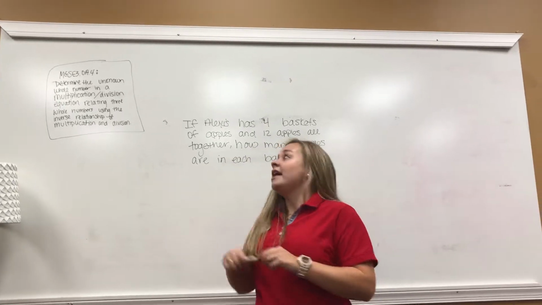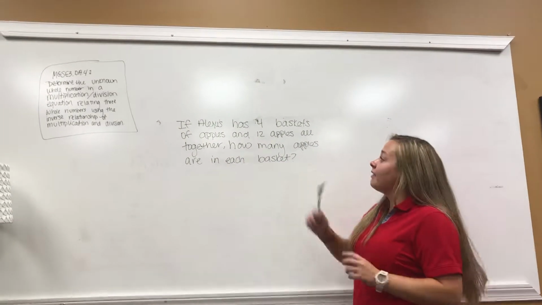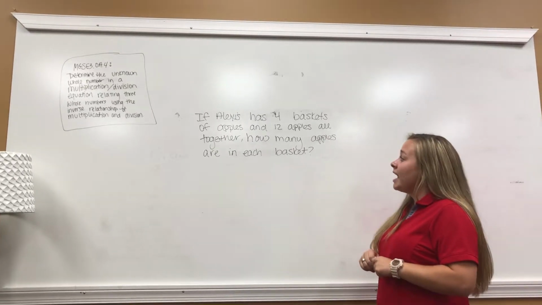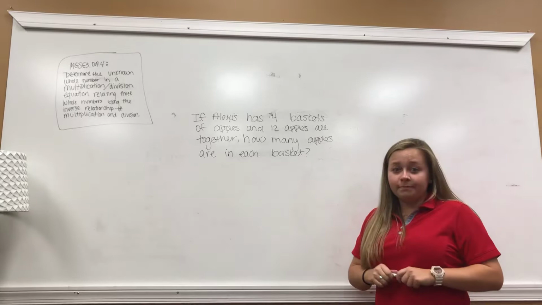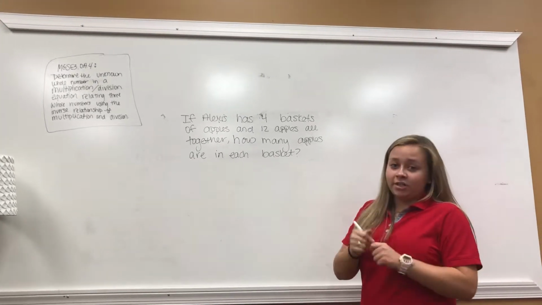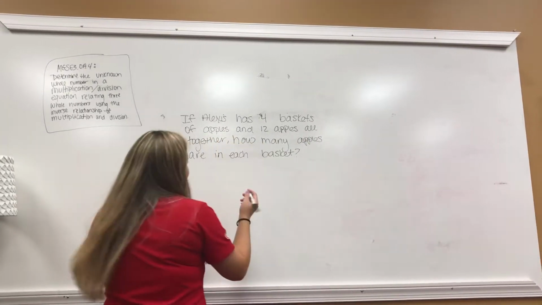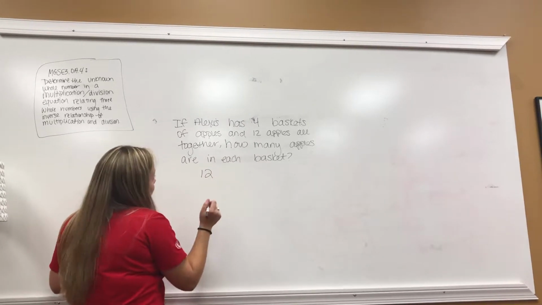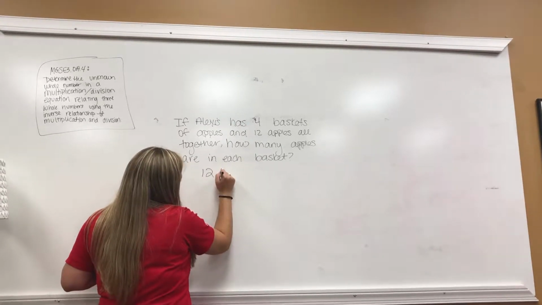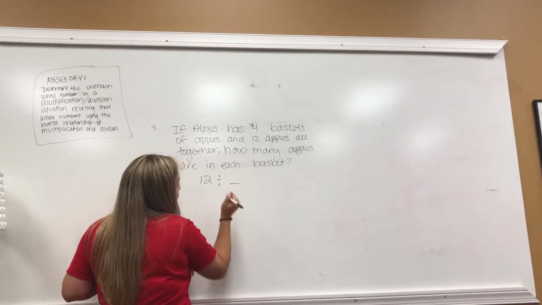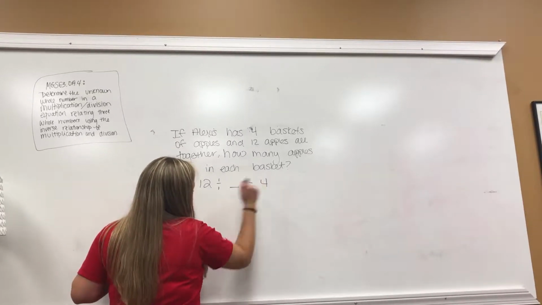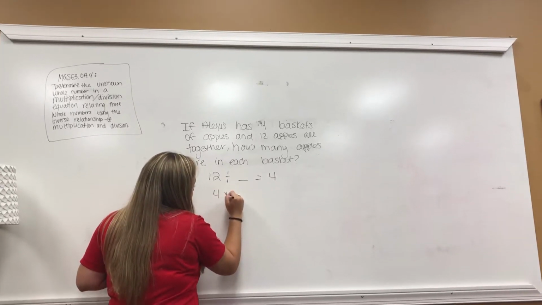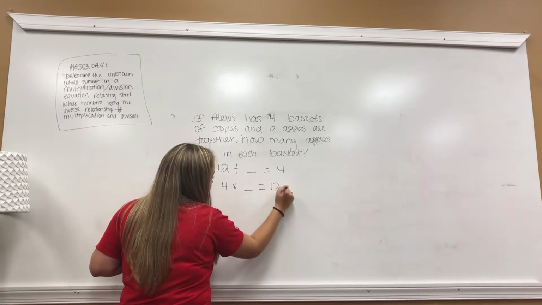So we have this problem I put up on the board. If Alexis has 4 baskets of apples and 12 apples are all together, how many apples are in each basket? So that's the word problem version. But if you were to write it, you could say either they had 12 apples all together and we're dividing it to see how many go in each basket, and we have 4 baskets in total. Or we can say 4 times what equals 12 apples.